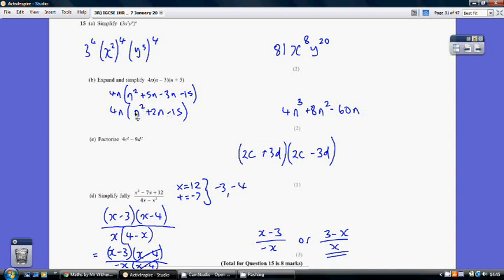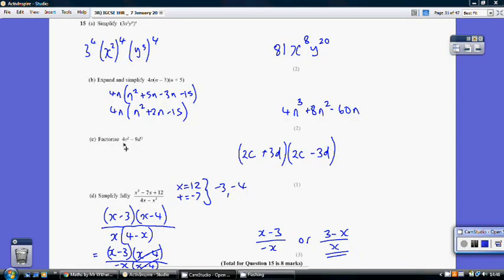And then I've gone and multiplied each of these three terms in the bracket in turn by the 4n. So 4n times n squared is 4n cubed, 4n times plus 2n is plus 8n squared, and 4n times minus 15 is minus 60n.